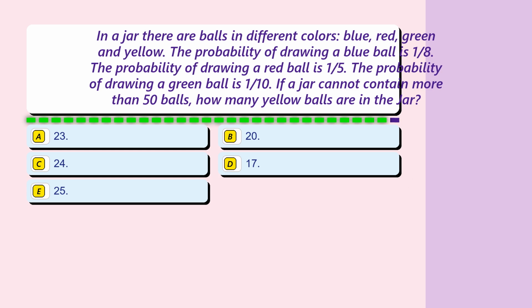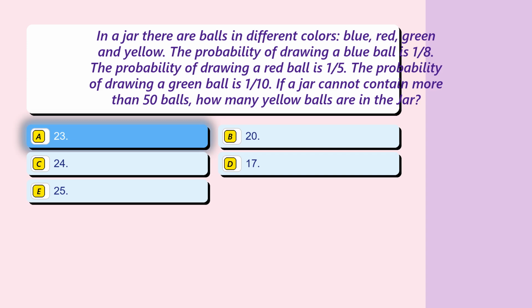Question 10. In a jar there are balls in different colors, blue, red, green and yellow. The probability of drawing a blue ball is 1/8. The probability of drawing a red ball is 1/5. The probability of drawing a green ball is 1/10. If a jar cannot contain more than 50 balls, how many yellow balls are in the jar? Option A, 23. Option B, 20. Option C, 24. Option D, 17. Option E, 25.